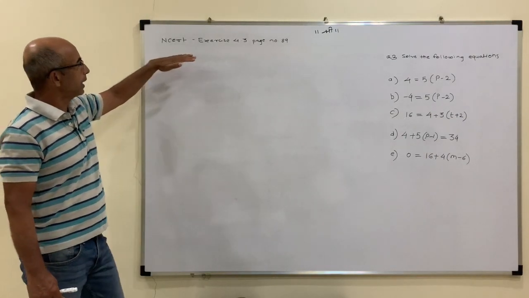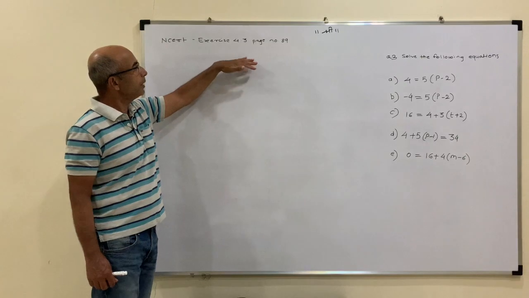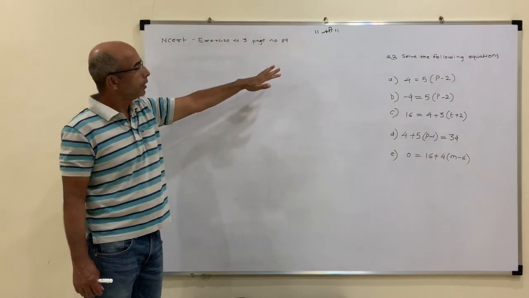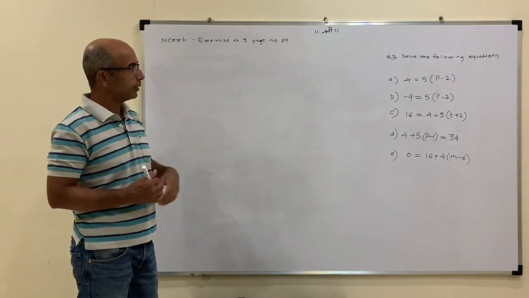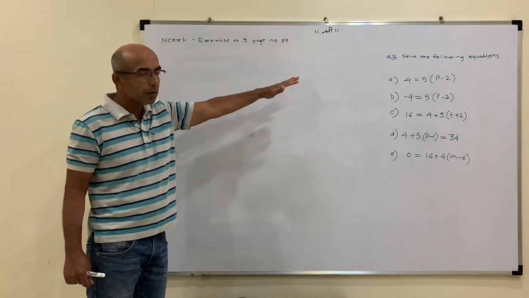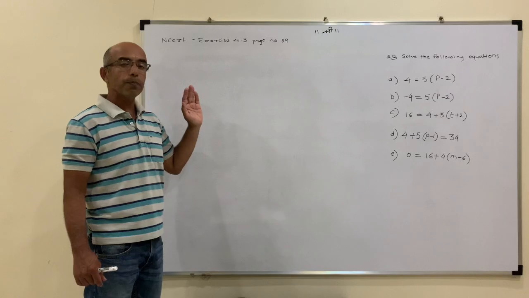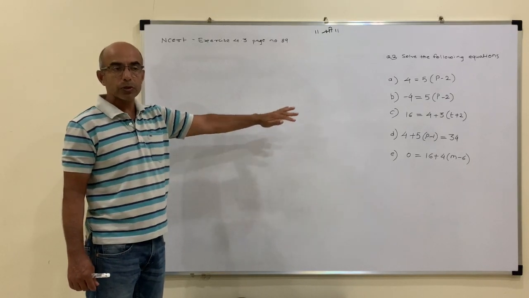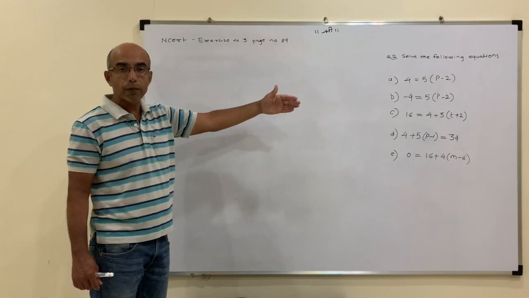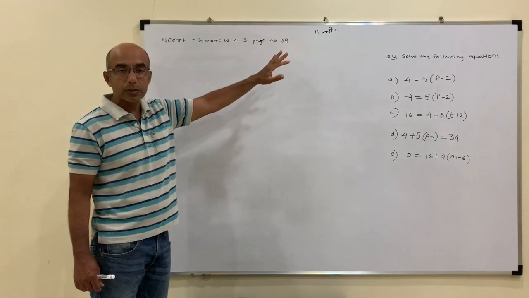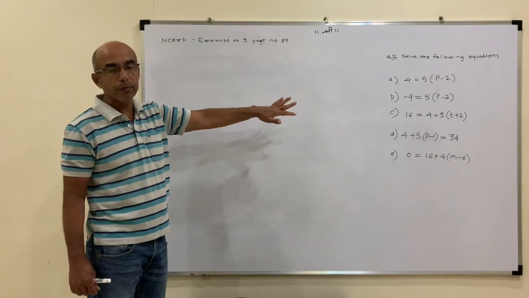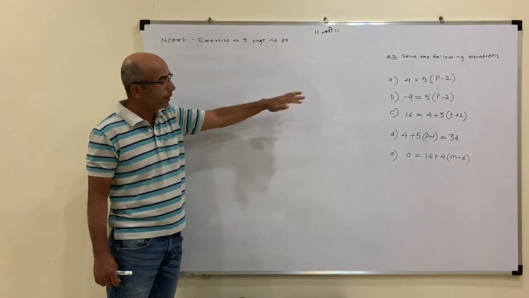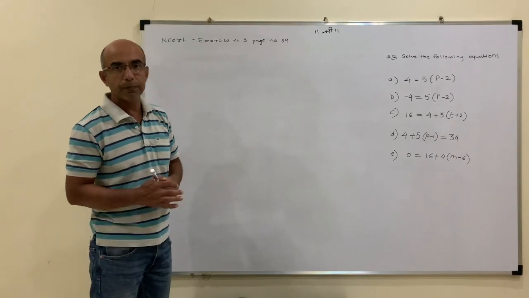Inside the book, exercise number 4.3, page number 89, question 3. Solve the following equation. Now again I have written all the questions. You can pause the video, solve these questions, and once you complete, you can compare or confirm your answers with mine. I am going to solve from A to E.